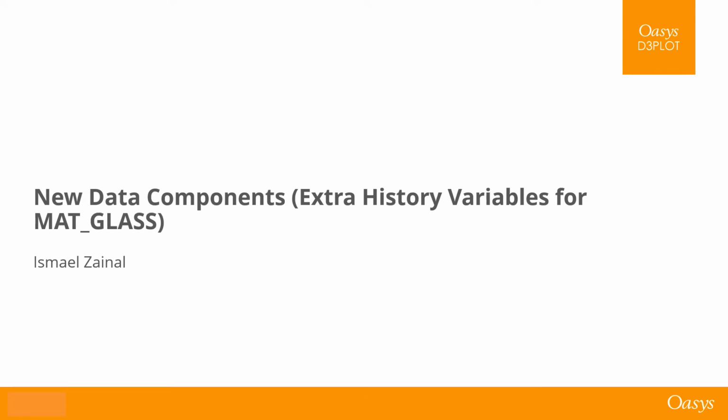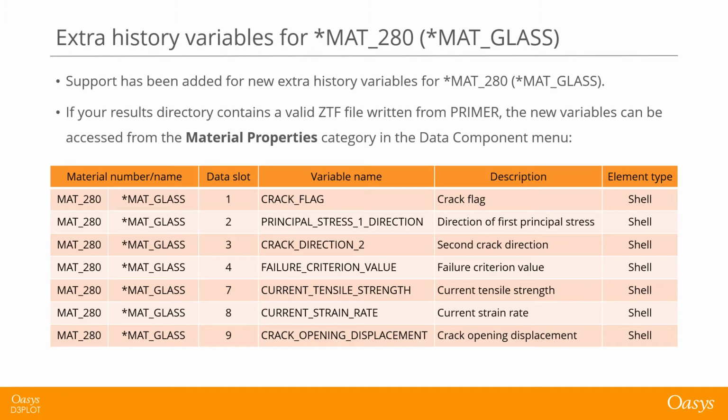Hello, I'm going to talk about the new extra history variables available for the data component MAT GLASS in D3plot19. Recently, we have noticed that the material MAT GLASS has been increasing in popularity due to its capability to predict failure in laminated glass. Because of this, we have decided to add new extra history variables for this material.